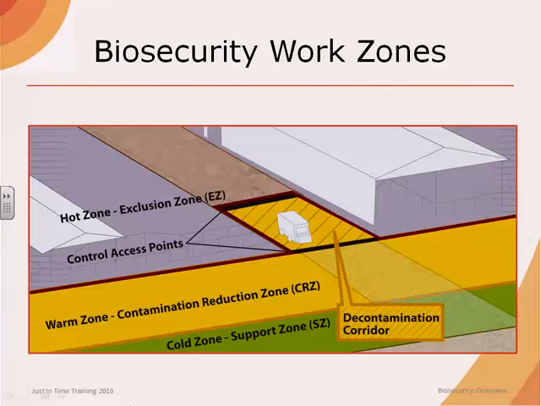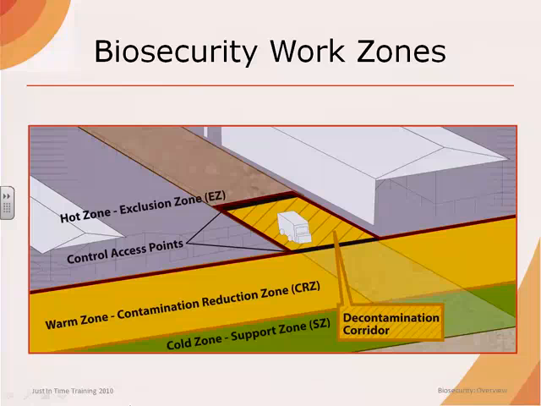The hot zone or exclusion zone is the potentially contaminated or unsafe area, for example, the infected animal premises. Appropriate PPE must be worn in this area. The warm zone or contamination reduction zone is also considered a high-risk area due to the potential for exposure to pathogens and chemical disinfectants. All personnel are required to wear PPE.